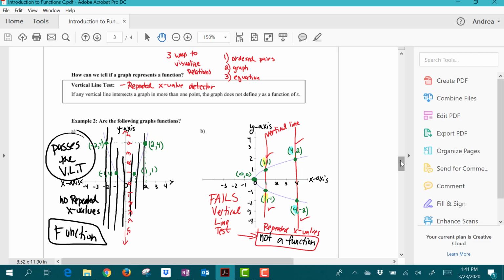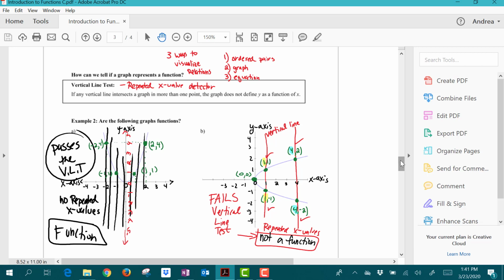We talked about the idea that if we drew a vertical line, and any vertical line that we drew only passed through the function one time, then we have found no repeated x values. So we call the vertical line test the repeated x value detector. So we wanted to use the vertical line test to determine if the graph that we saw was a function. So if every vertical line that I drew could only cross through the function one time, then we said it passes the vertical line test and therefore is a function.